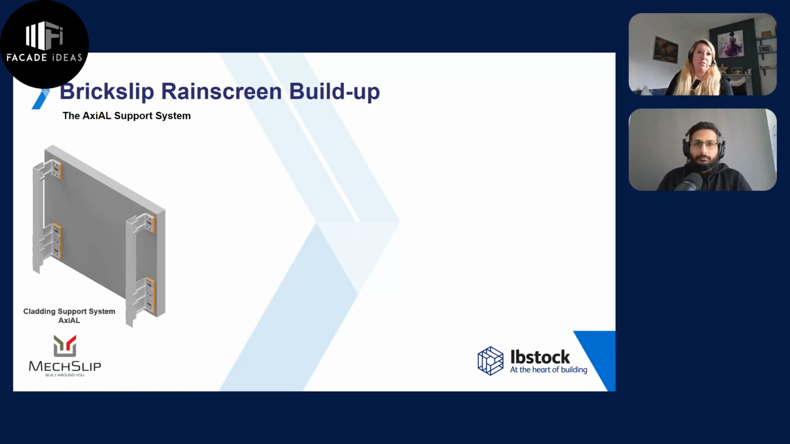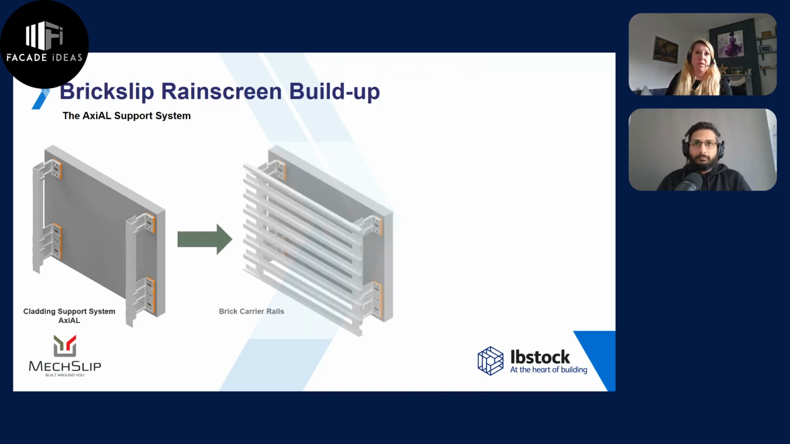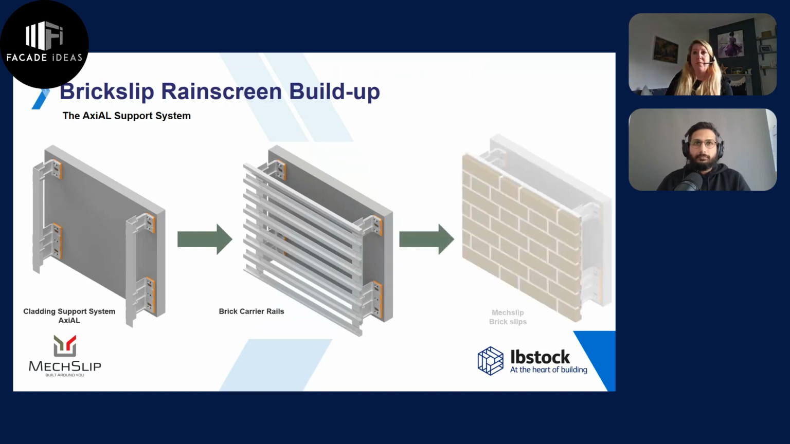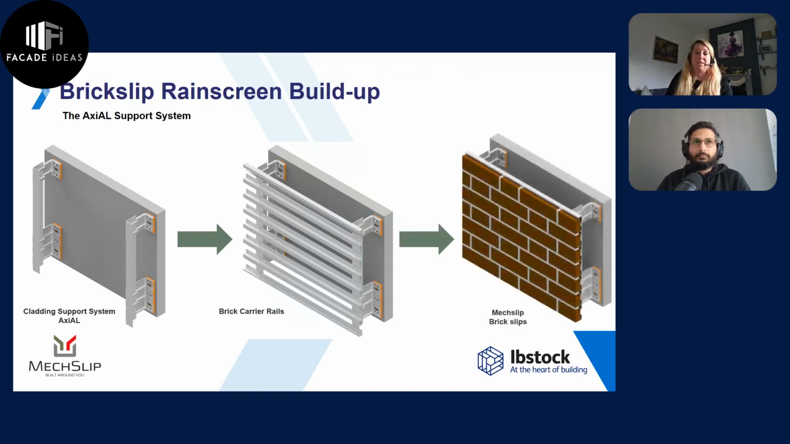So it consists of a series of brackets and rails. From those, we would apply what we call our brick carrier rails. And then we would insert our specifically designed MechSlip brick slips. This particular system is aluminium, but we can offer it with stainless steel components too, depending on the location and the requirements.